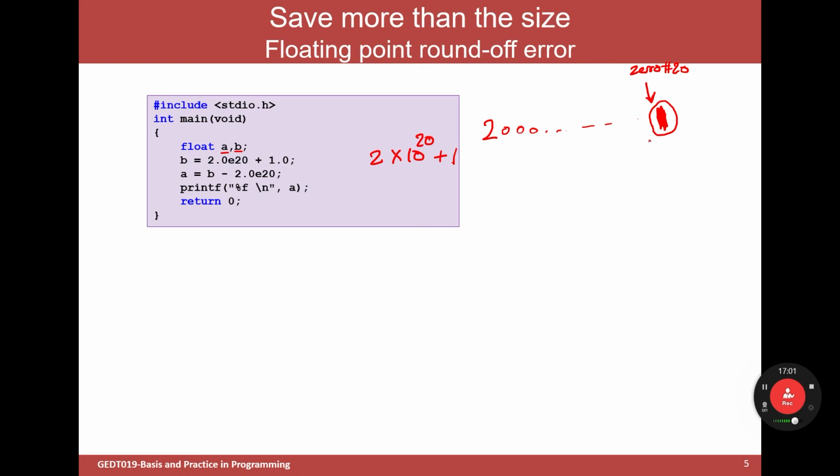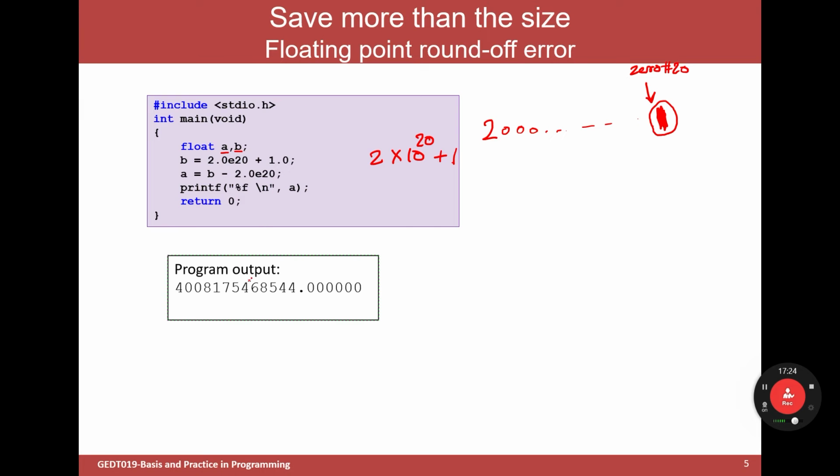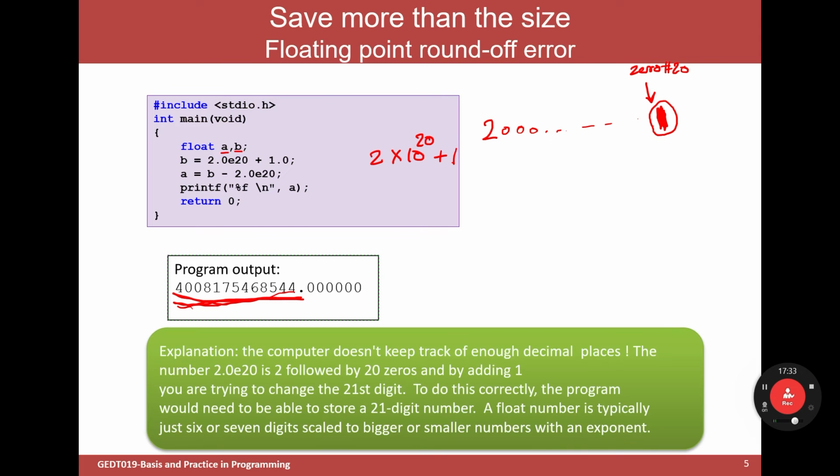Okay, so this will not work in the case of a float, because usually a float will not control 20 zeros after the first digit. You cannot control what the value is there. So what will happen? You will see some garbage value, which is not correct. It doesn't make sense.